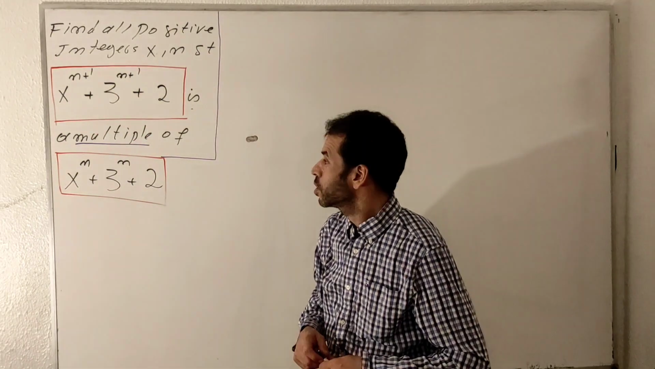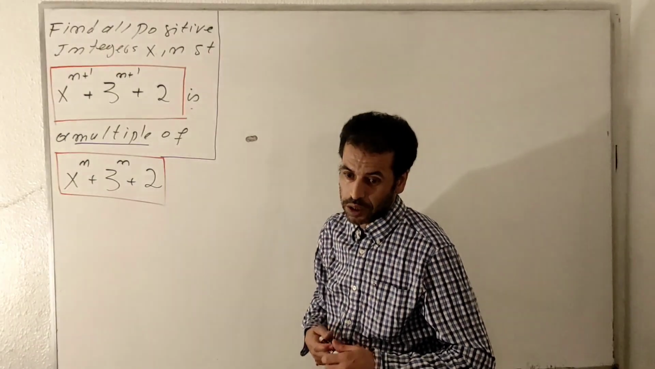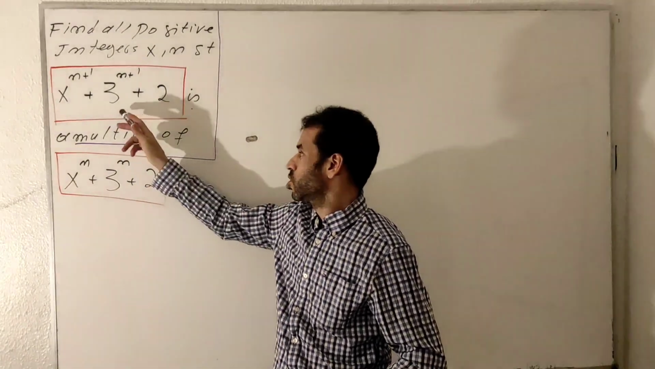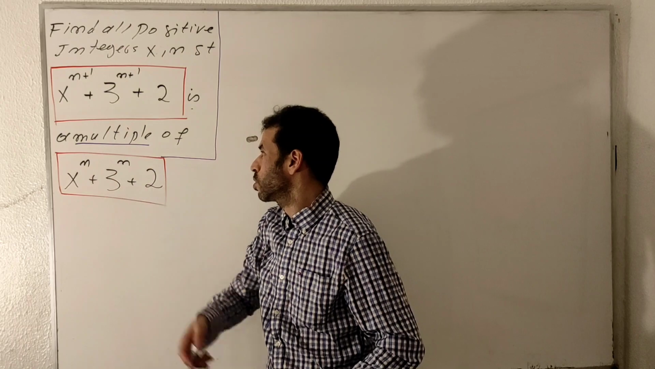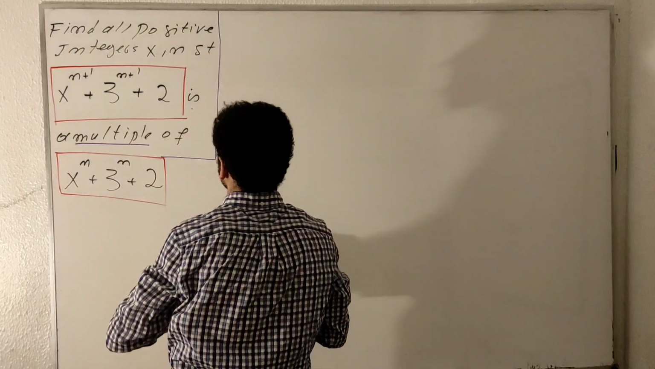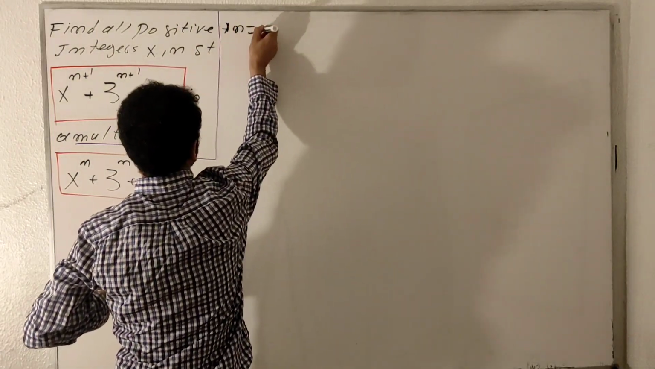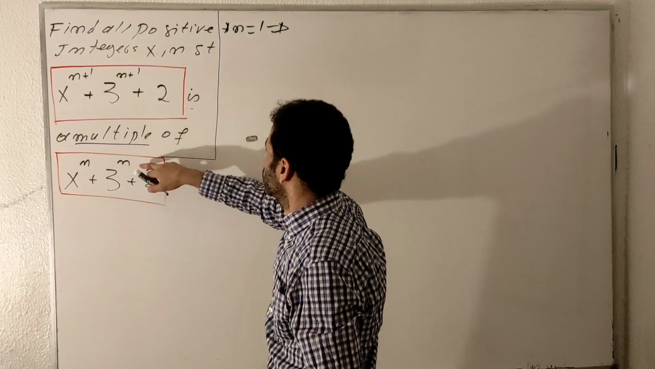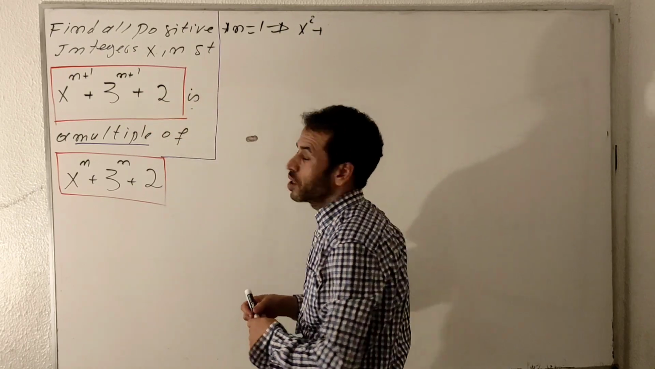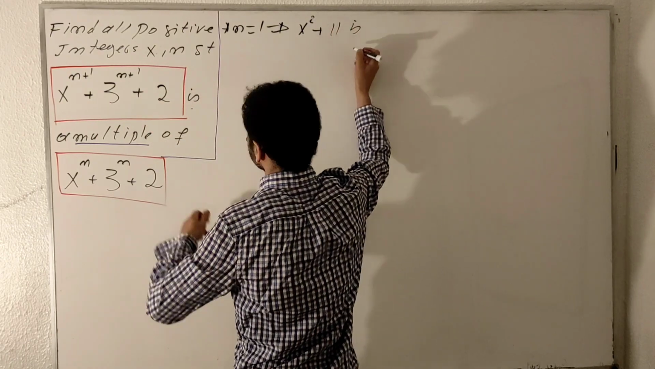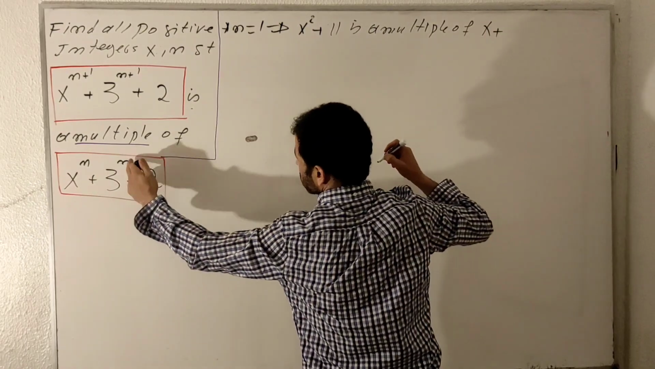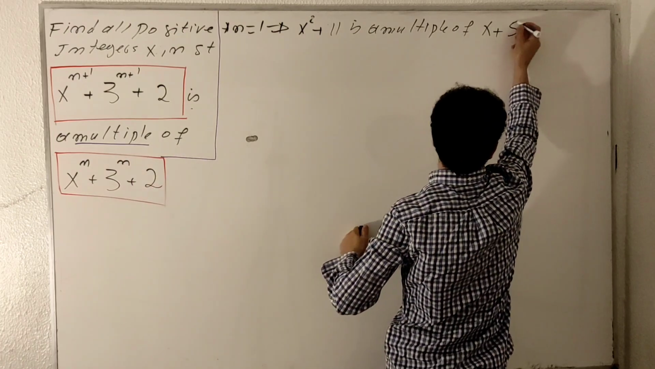So the way we solve this one, we are first going to check the cases n equals 1 and n equals 2, to see what the expression is and what the relationship is between this one and this one, what's the multiple of this number. So let's check the case n equals 1 by replacing n with 1. X squared plus 3 squared plus 2, which is 11, is a multiple of x plus 3 to the 1, which is 3, plus 2, which is 5.